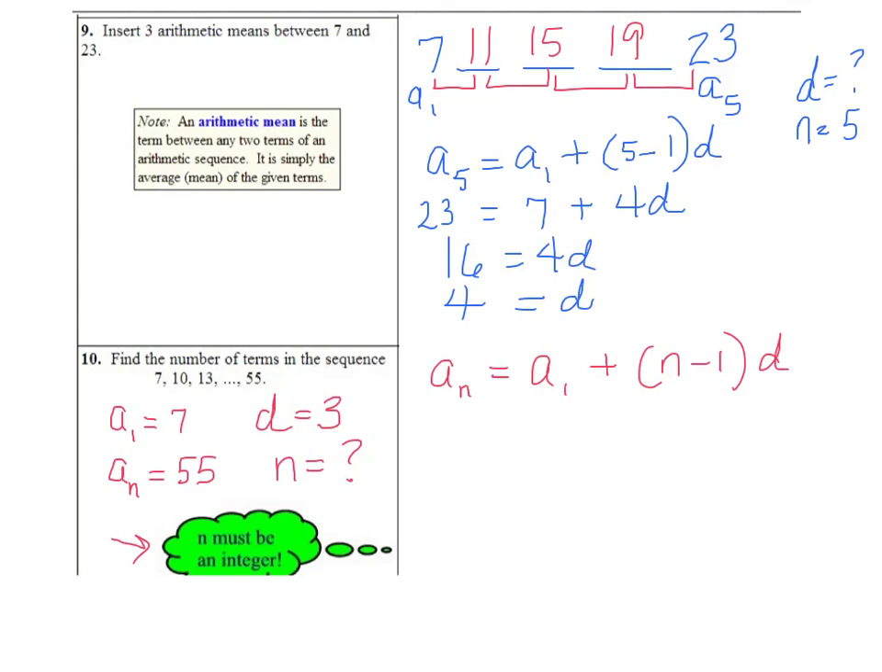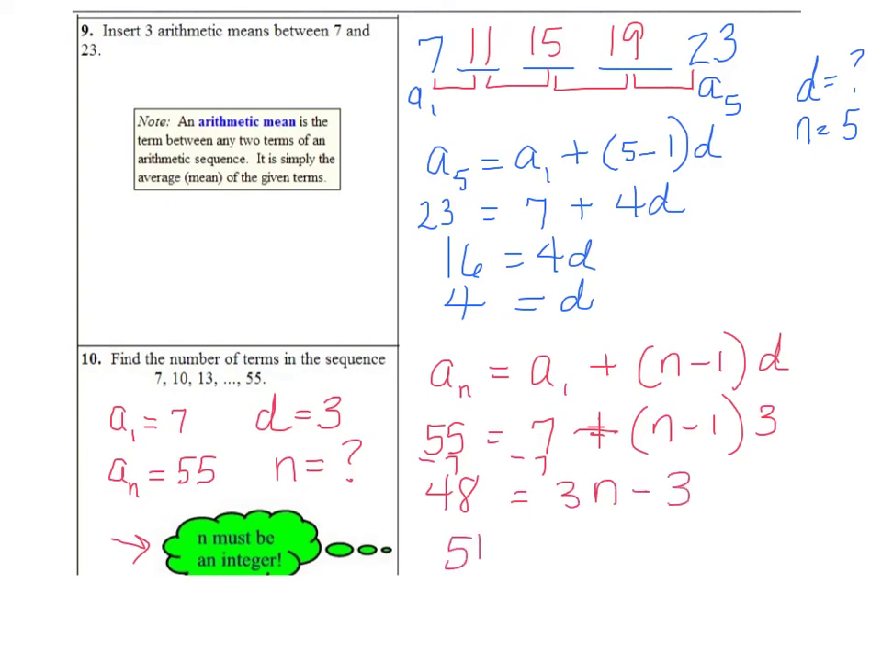And then I'm going to substitute in what I know. I know a sub n is 55. A sub 1 is 7. I don't know what n is, but I know that d is 3. And then I'm going to solve it algebraically. Sorry, that's a plus. So 55 minus 7 is 48. Minus 7 equals 3n minus 3. I'm going to add the 3. And n is equal to 17. So there are 17 terms in that sequence. N is 17. It had to come out to be a whole number.